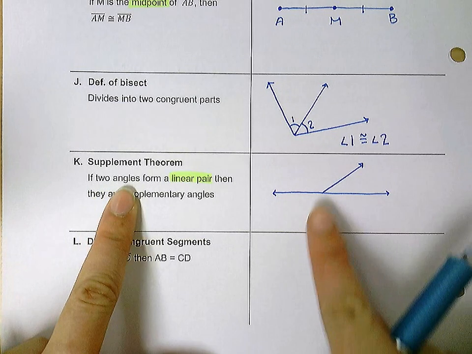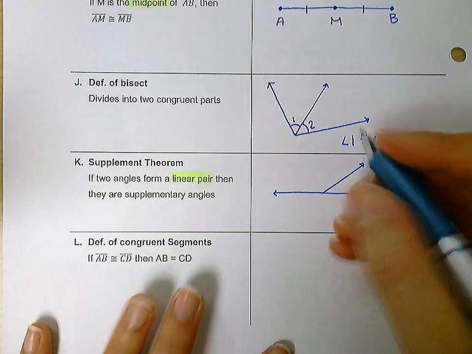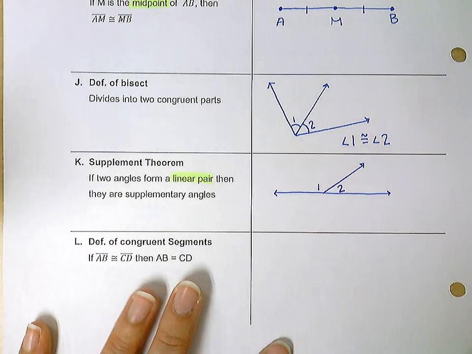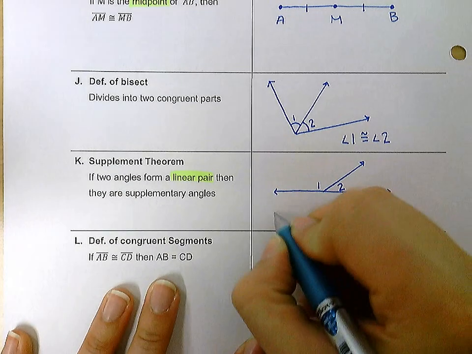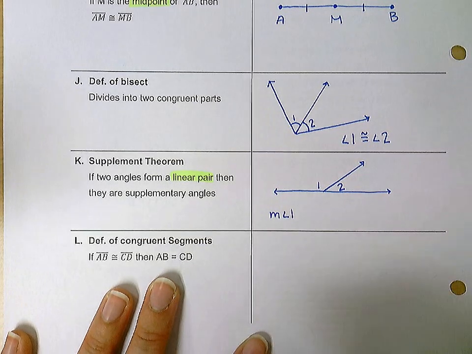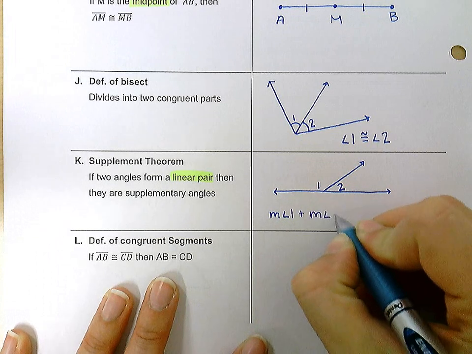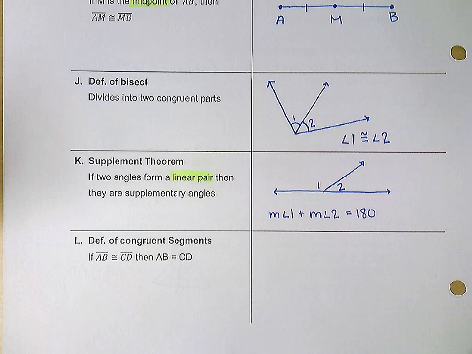So if you have two angles that form that linear pair, then they have to be supplementary. Supplementary means they add to 180. So if I label my angles 1 and 2, I can take the measure of angle 1, that's what that M means, it means measure of angle, plus the measure of angle 2 to get 180. You can add those two angles together to be 180 because they form that straight line. You can do that because of the supplement theorem.